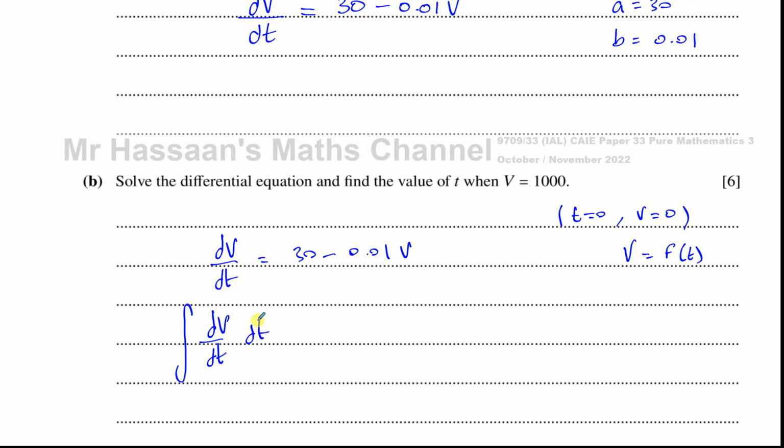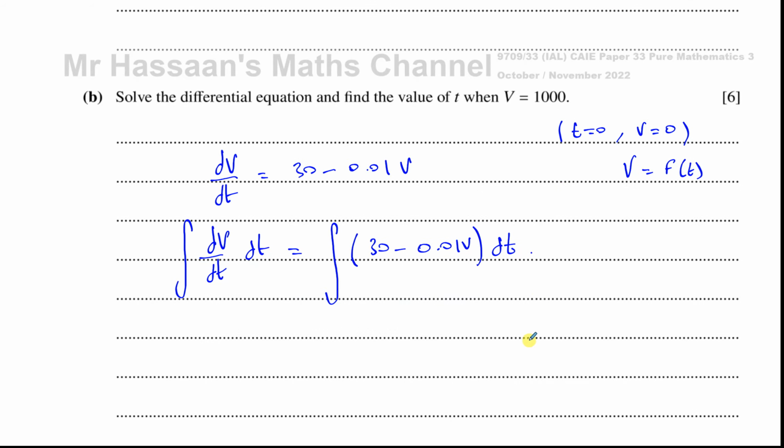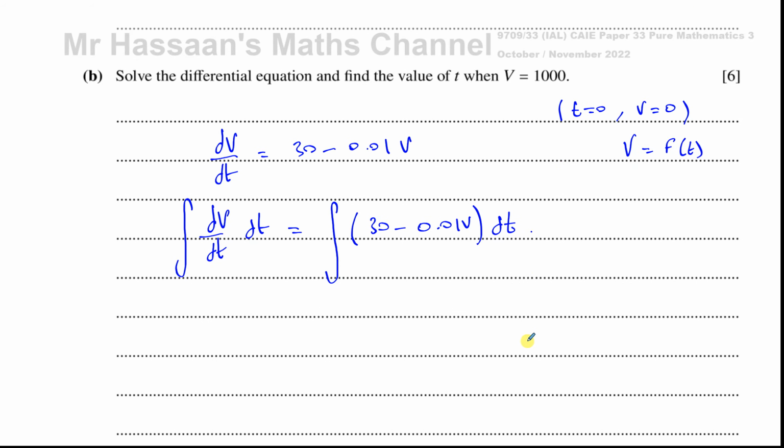Okay, so that will leave me with dv here, right? The integral of dv is equal to, now if I integrate this side with respect to t, I must do the same to this side. So you have 30 minus 0.01v. That has to also be integrated with respect to t. Okay, now this is where a lot of students start messing up. So here you end up with the integral of dv.